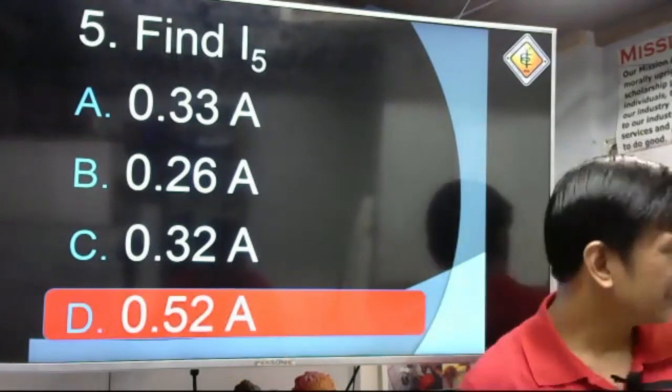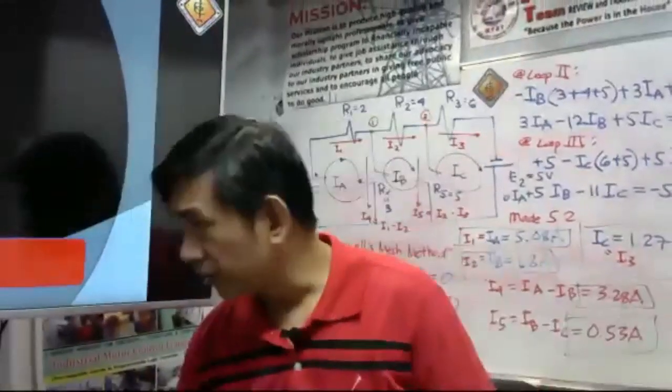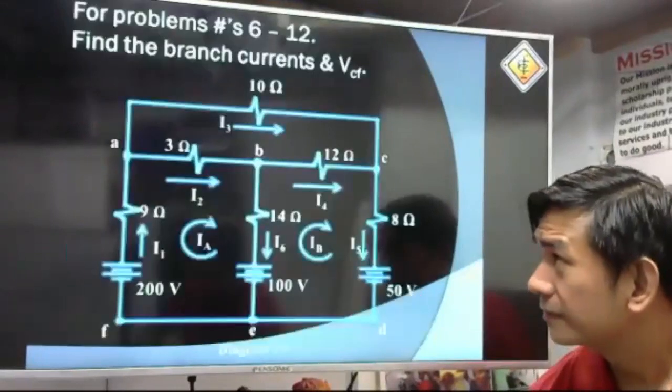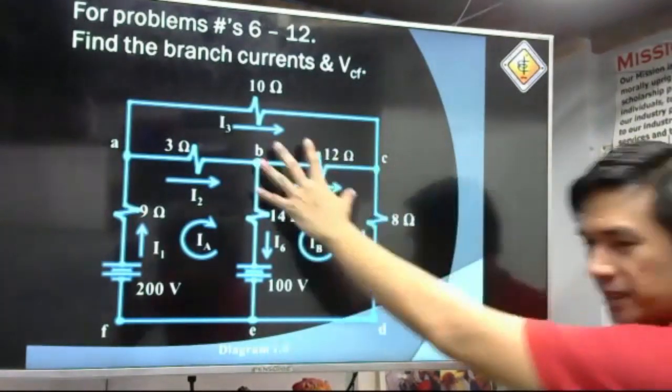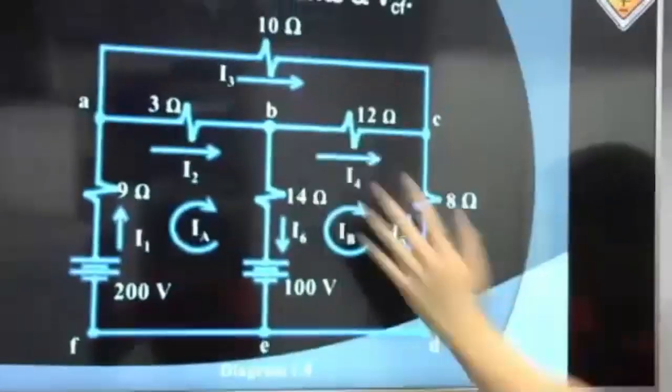Nakasunod ba mga kawerpa? Nakakuha? Okay? So we can have another example here. Magsa-sample problem pa tayo ulit. So, we have this circuit. So you may copy our circuit. Please focus here. Para makita nila. Yan, yung circuit na yan.